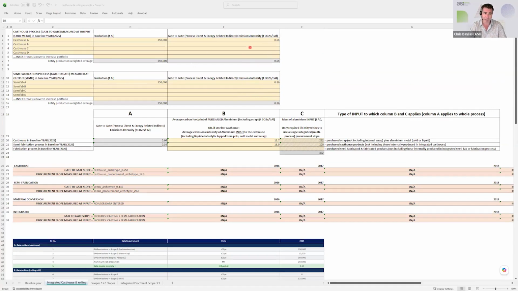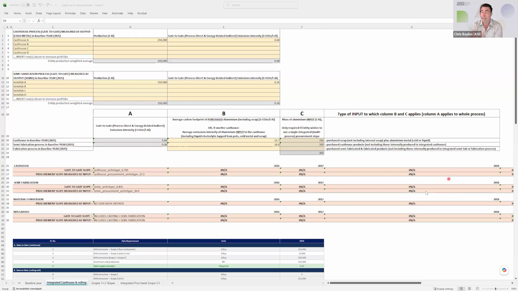So this table at the top is for cast house. This next table is for semi-fabrication. And as before, you could have a number of different sites all entered here, and it would be mass weighted. You must put in the different productions because that is a denominator that is then used for the mass balancing. So these two elements, 0.64 and 0.36, the system pulls those down here into column A. You can see for cast house 0.64, semi-fabrication in 2025 0.36.